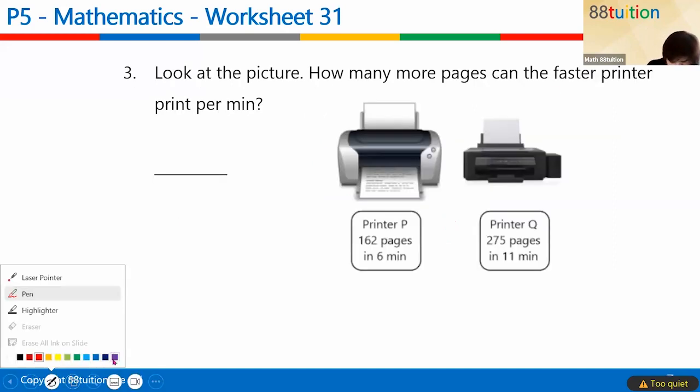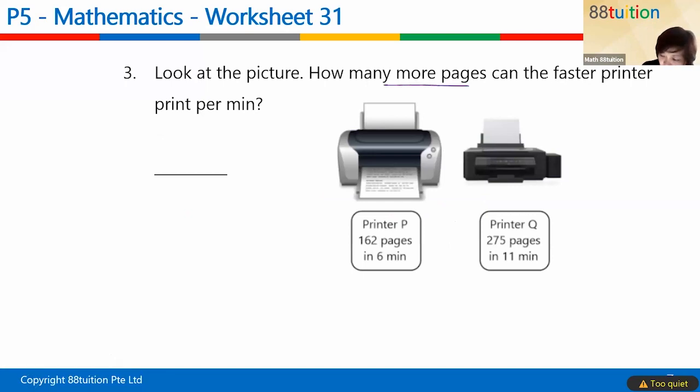How many more pages can the faster printer print in terms of 1 minute? So to find 1 minute, you divide this by 6, right? And to find 1 minute, you divide this by 11. So 162 divided by 6, you should get 27 pieces. 275 divided by 11, you get 25 pieces. So which one is more? Here, right? 27 minus 25, you get 2.